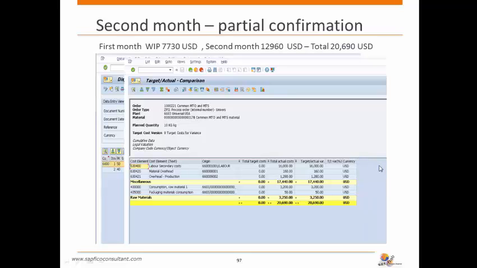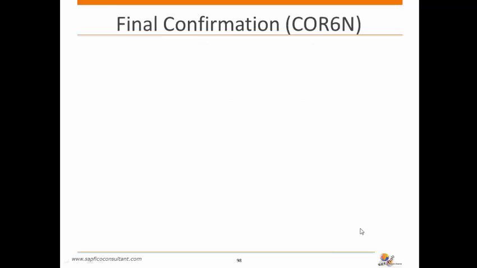First month WIP was $7,730. Second month WIP is $12,960. So total WIP is $20,690. In the second month there will always be an incremental WIP posted, 12,960. First month it was posted at 7,730. So we have a total cumulative WIP of $20,690 which will be posted.